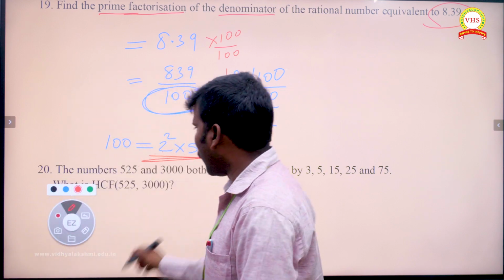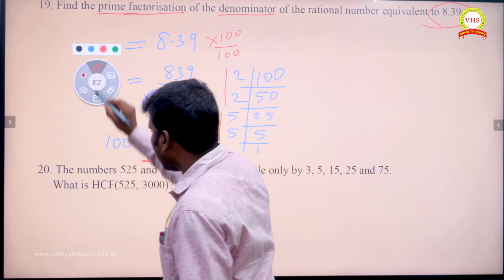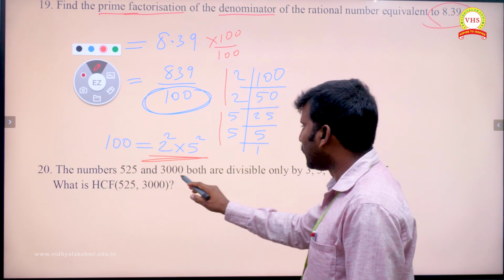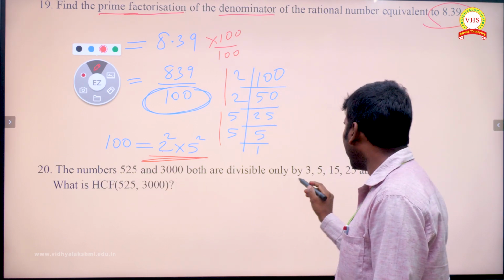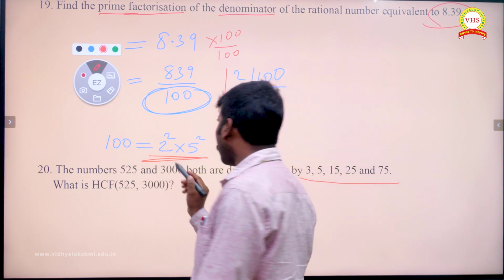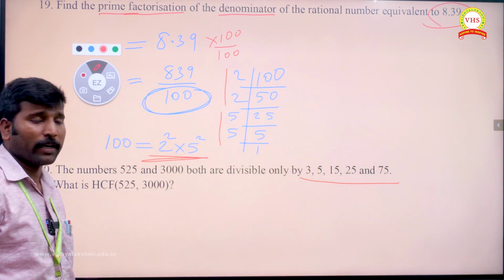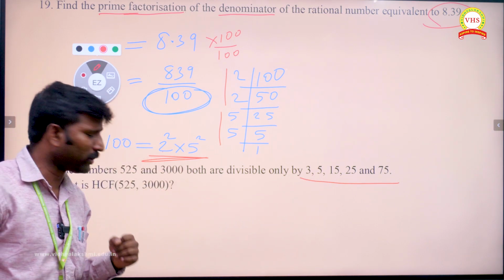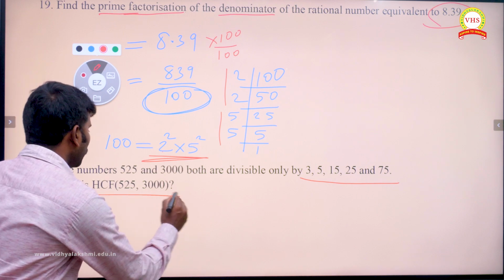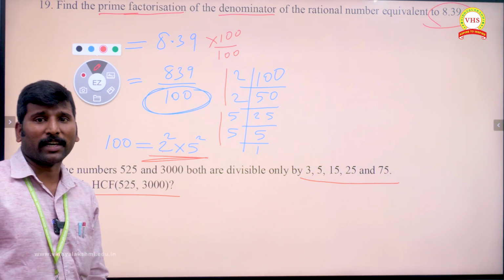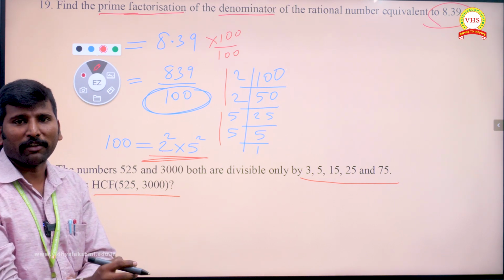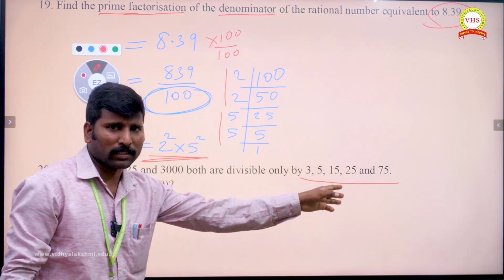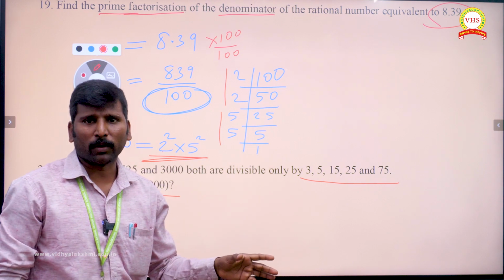That's it. Okay, now the last question from this video. The numbers 525 and 3000 are both divisible only by these numbers, which means these are factors of both 525 and 3000. And they are asking, what is the HCF of 525 and 3000? Nothing special; they are giving this just to confuse you. You need not worry about this.